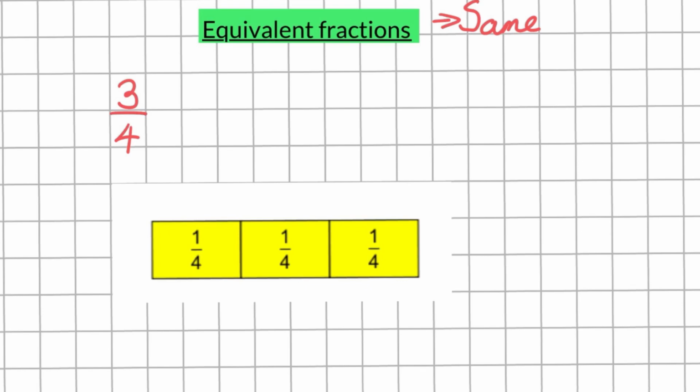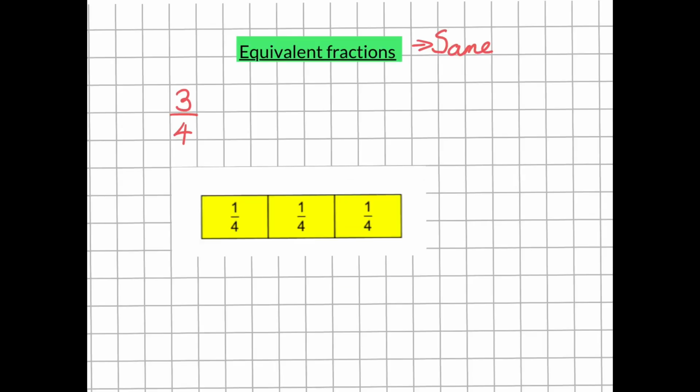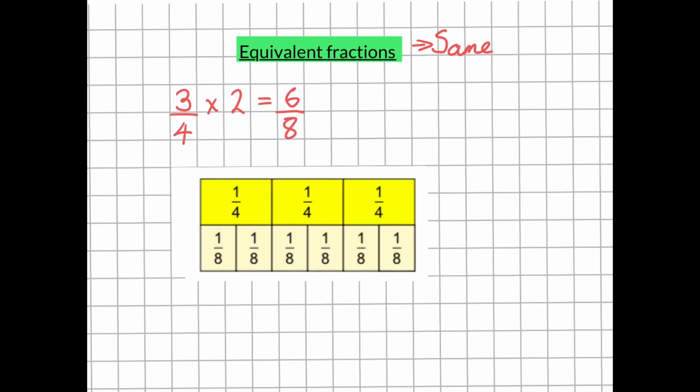Now the basic rule for multiplying fractions is we must multiply the numerator and the denominator by the same number. So in this example, I'm going to multiply my fraction by 2. I've got my 3/4, I have to multiply the numerator and the denominator by 2. So 3 times 2 would be 6, and then 4 times 2 would be 8. So I end up with 6/8. And then on the bars, we can see that 3/4 is the same as 6/8.